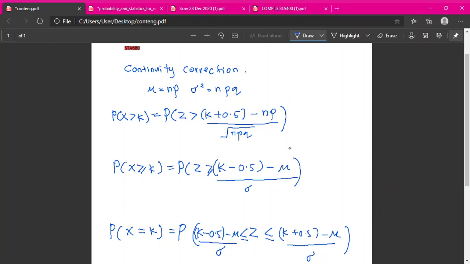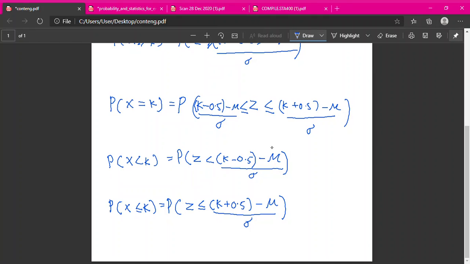Okay, if more than or equal to K, it is K minus 0.5. Kalau more than, plus; more than equal, minus. Minus dulu dengan 0.5, barulah tolak dengan min, bahagi dengan standard deviation. Mu kat sini maksudnya NP lah. Sigma kat sini maksudnya square root of NPQ.